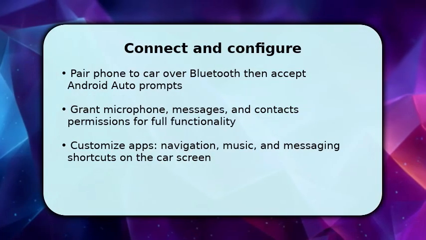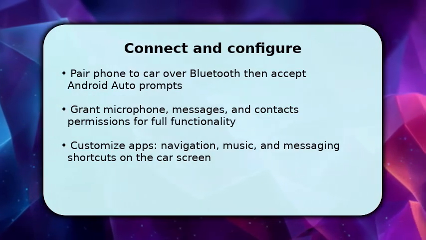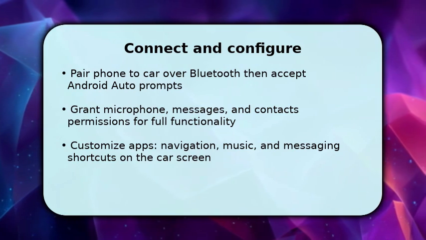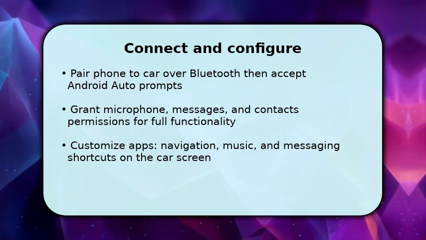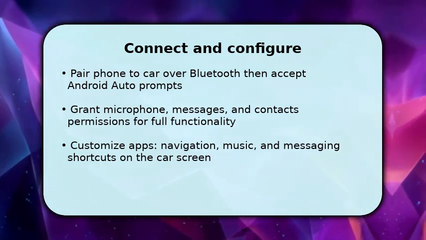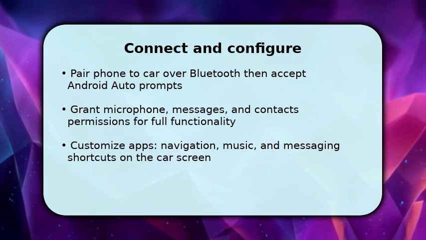You now complete the connection and tailor functionality. Pair your phone to the car via Bluetooth and follow the Android Auto prompts that appear on both screens. Grant microphone and messaging permissions so voice commands and texts work hands-free.